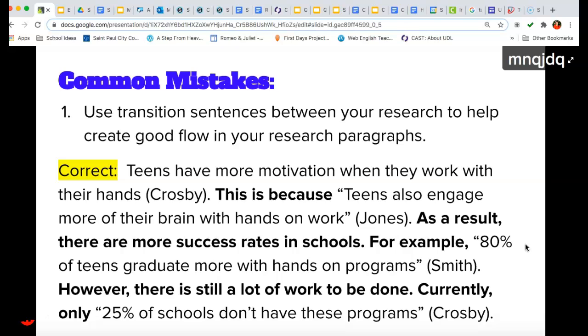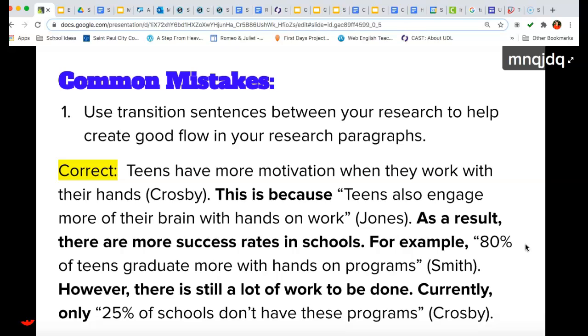Teens have more motivation when they work with their hands. There's a citation. Then we have a transition phrase. This is because, quote, teens also engage more of their brains with hands-on work. Then we have a transition sentence. As a result, there are more success rates in schools. Transition phrase. For example, quote, 80% of teens graduate more with hands-on programs. And then we have a transition sentence. However, there is still a lot of work to be done. Currently, 25% of schools don't have these programs.